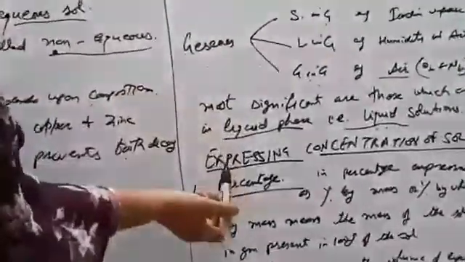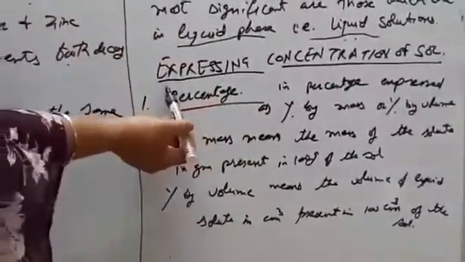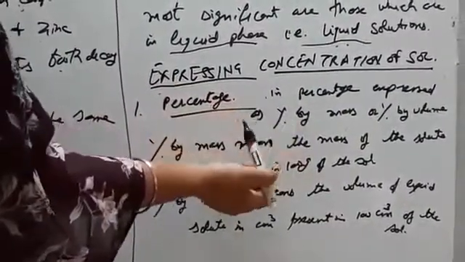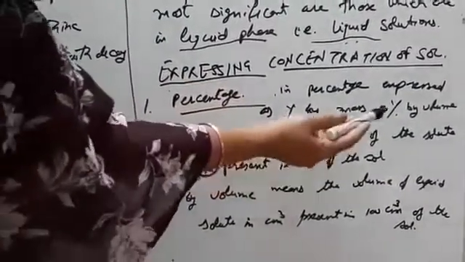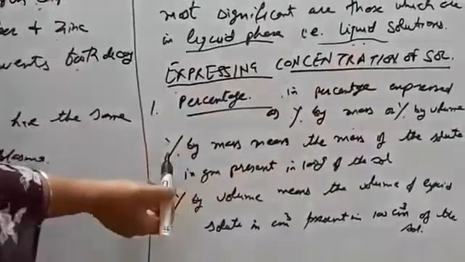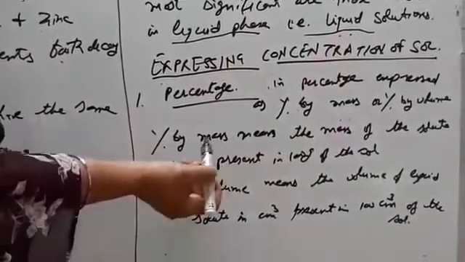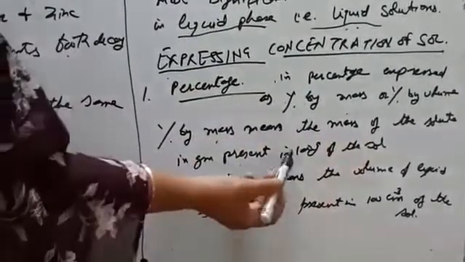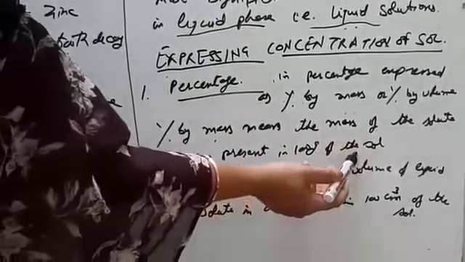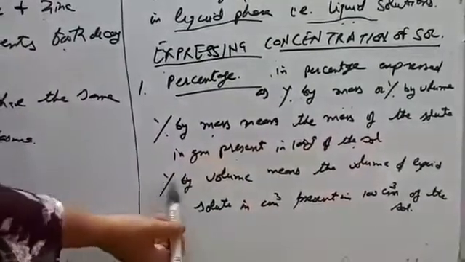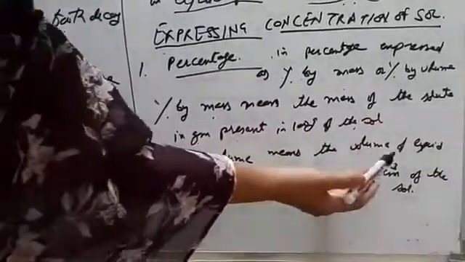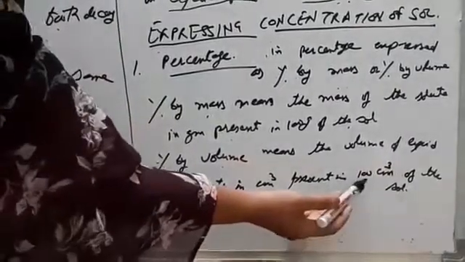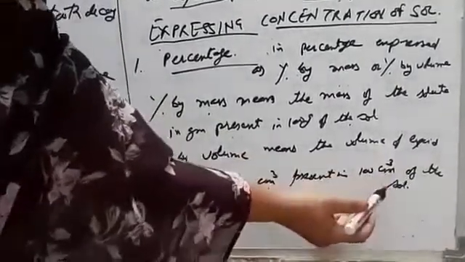Now how is the concentration of a solution expressed? First one is percentage. It is expressed by percentage by mass or percentage by volume. First, what is percentage by mass? Percentage by mass means mass of the solute in gram present in 100 gram of the solution. And what is percentage by volume? It means the volume of liquid solute in centimeter cube present in 100 centimeter cube of the solution.